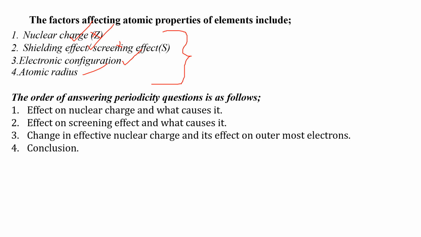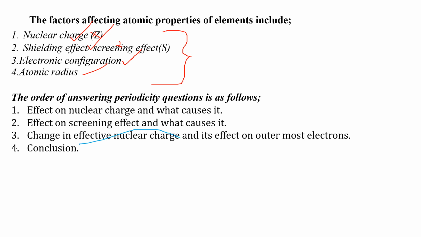This is because effective nuclear charge is the net positive charge on the atom of an element. So we expect effective nuclear charge to be increasing with increase in nuclear charge, with screening effect remaining almost constant, and that will be only across the period. So across the period, we expect effective nuclear charge to be increasing.